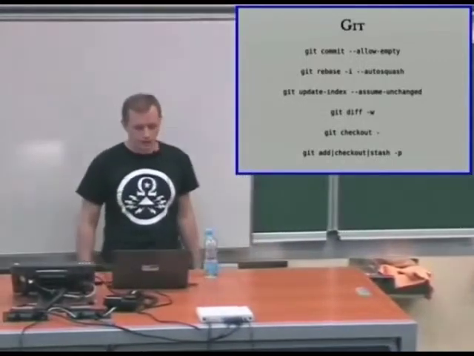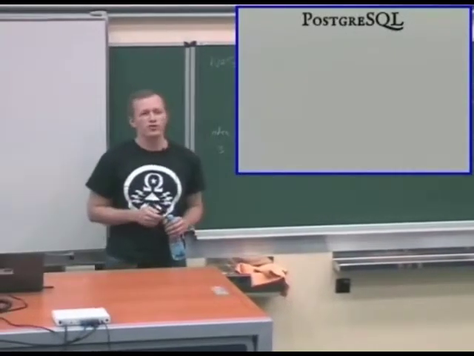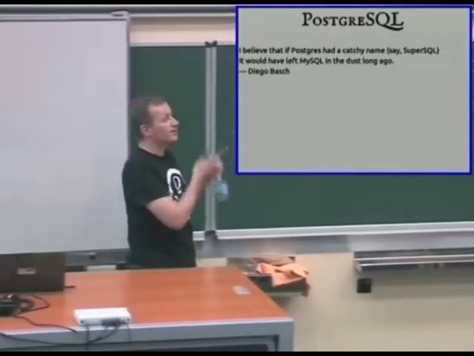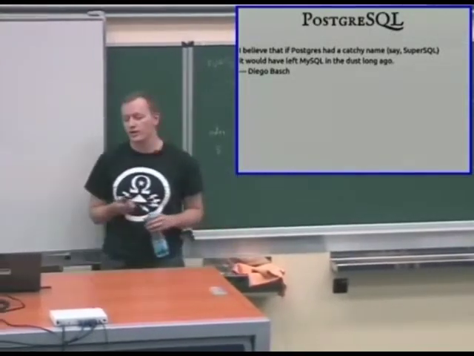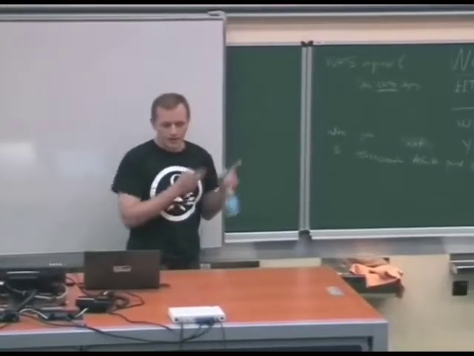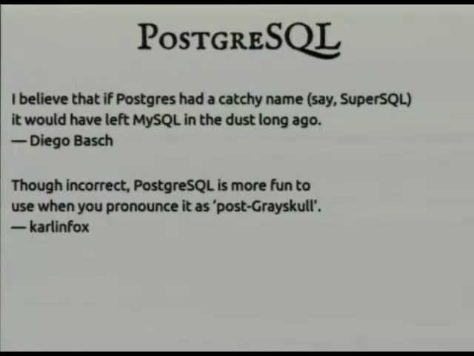This is really useful. Okay, let's go with the next part of the talk, PostgreSQL. People usually, the first problem with Postgres is that they don't know how to pronounce it, and it would probably help if it wasn't named this way. But there are reasons why it's called PostgreSQL. Although there is now a very small movement that consists of one tweet and myself. The tweet was, though incorrect, PostgreSQL is more fun to use when you pronounce it as Postgres-Q-L. I think this is something we should all get behind.